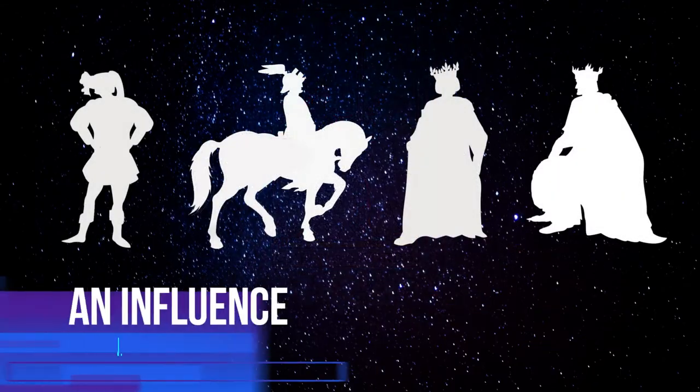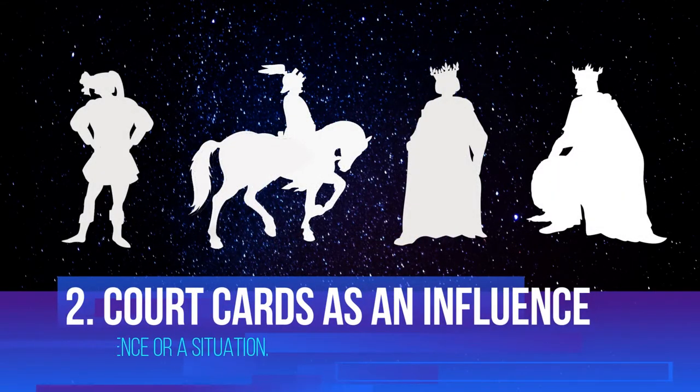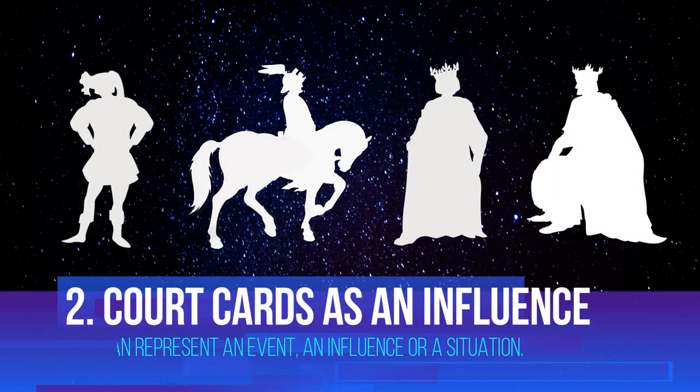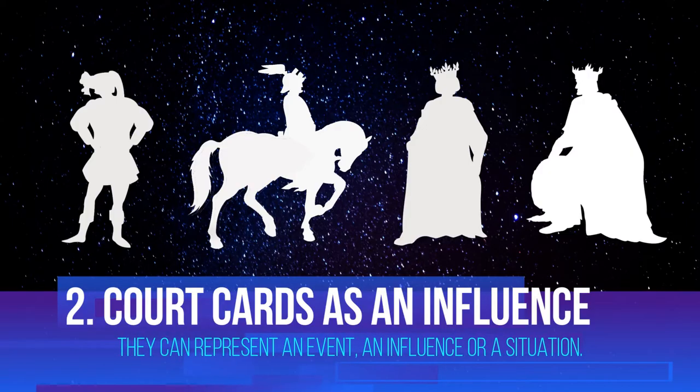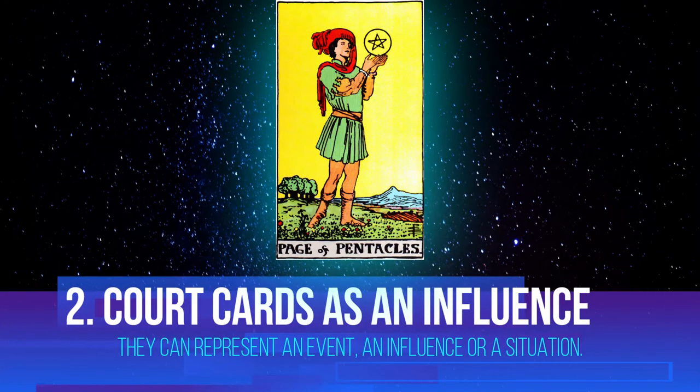Two: the court cards as an influence. Sometimes the court cards don't represent a specific person, but rather an event, an influence, or a situation that takes on a personality of its own. For example, the Page of Pentacles in a reading can convey a message about initiation or development of an endeavor related to income, material belongings, physical health, or your relationship with such material things, since Pentacles deal with the material world.